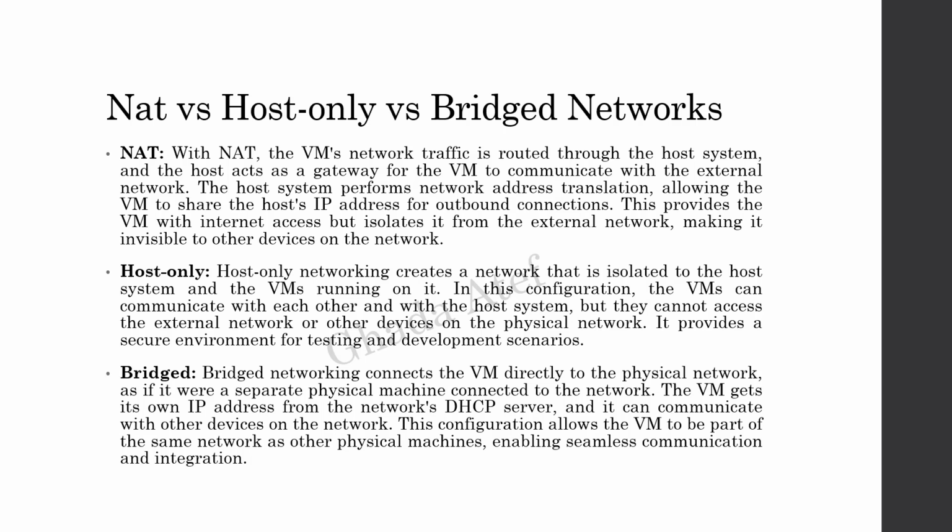Bridged networking connects the VM directly to the physical network, as if it were a separate physical machine connected to the network. The VM gets its IP address from the network's DHCP server, and it can communicate with other devices on the network. This configuration allows the VM to be part of the same network as other physical machines, enabling seamless communication and integration. In summary, NAT provides internet access to the VM, while isolating it from the external network.